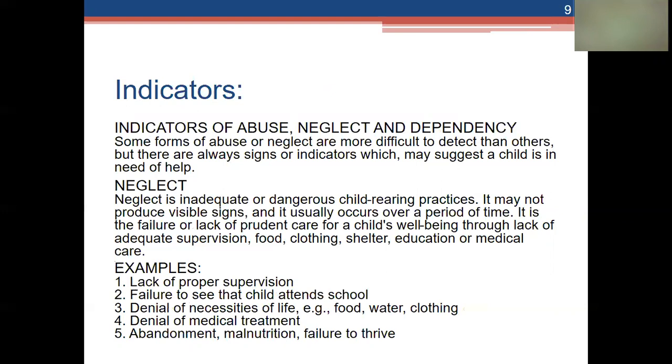Indicators of neglect are inadequate or dangerous child rearing practices. It may not produce visible signs and usually occurs over a period of time. It is the failure or lack of prudent care for a child's well-being through lack of adequate supervision, food, clothing, shelter, education, or medical care. Examples of this may be lack of proper supervision, failure to see that the child attends school, denial of necessities of life such as food, water, or clothing, denial of medical treatment, abandonment, malnutrition, and failure to thrive.